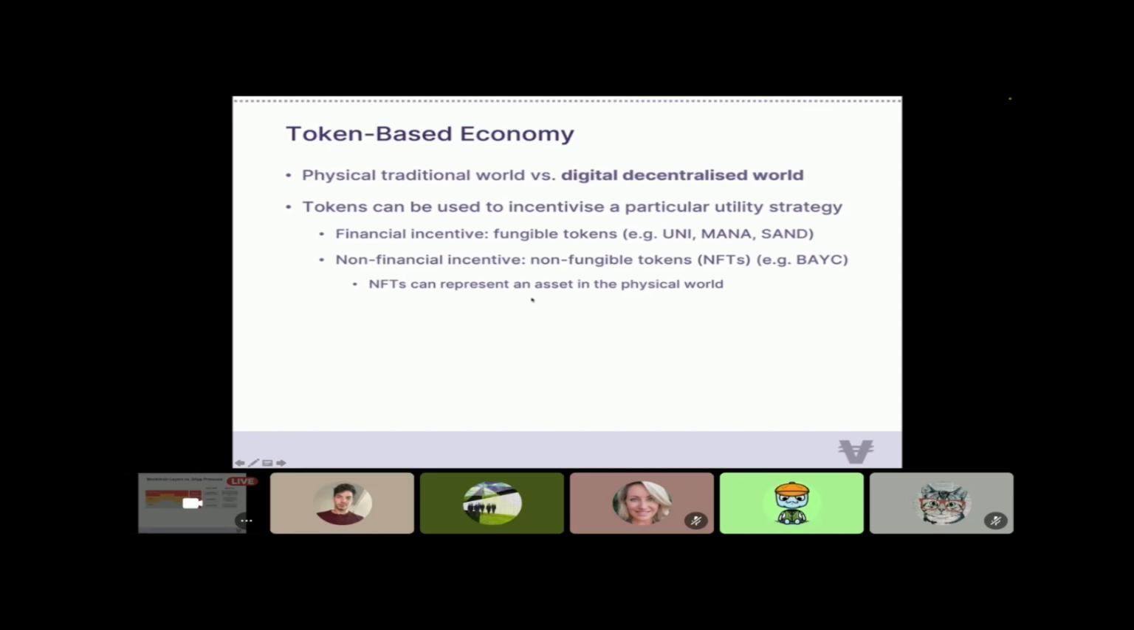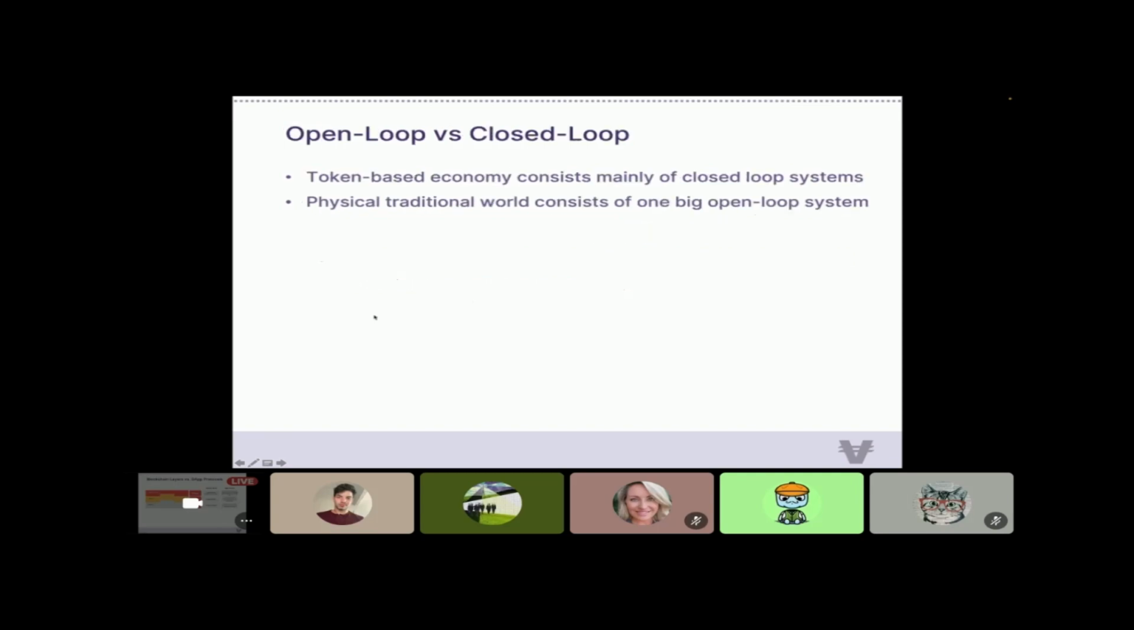NFTs can represent an asset in the physical world. It can represent a painting. It can represent, well, the Bored Ape Yacht Club, so this community that people want to be part of. What distinguishes the real world compared to the digital world is the system. And this is a bit vague, but the token-based economy consists mainly of closed-loop systems, and the physical traditional world consists of one big open loop system in a way.